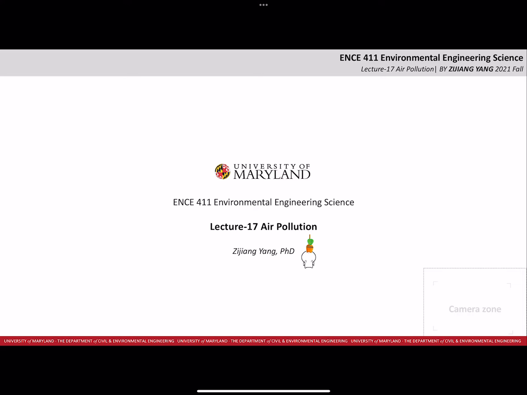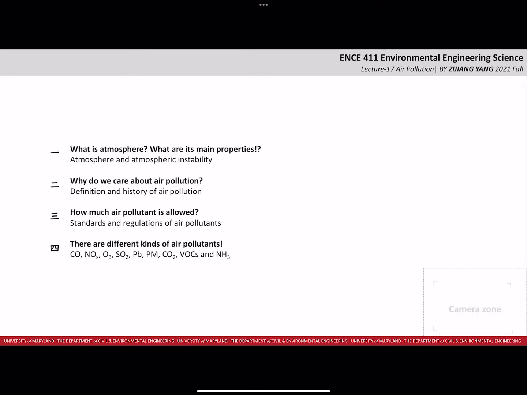So today we are going to talk about air pollution. We only have 4 main points. First, I would like to briefly talk about what the atmosphere is and what its main properties are, because air pollutants are transported in the atmosphere.